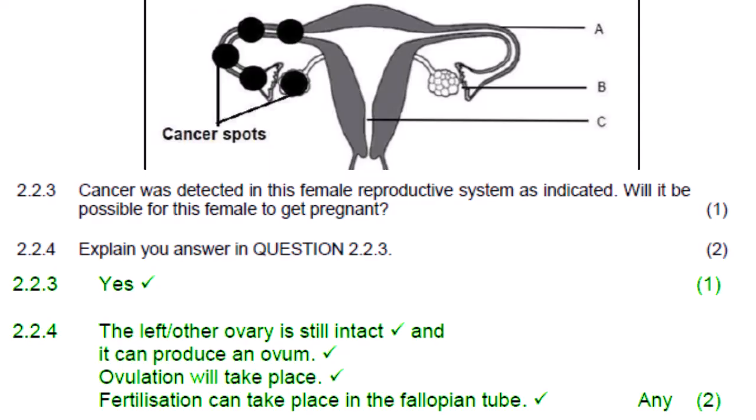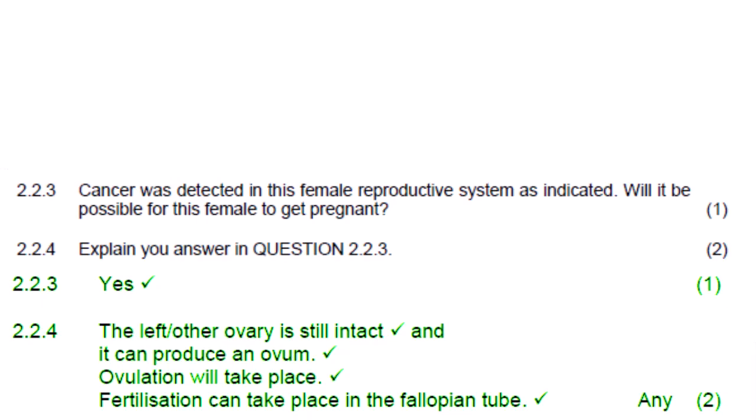Ovulation will continue and fertilization can still take place in the remaining healthy fallopian tube. Oh, that makes sense. So as long as one lane is open, the process can still happen.